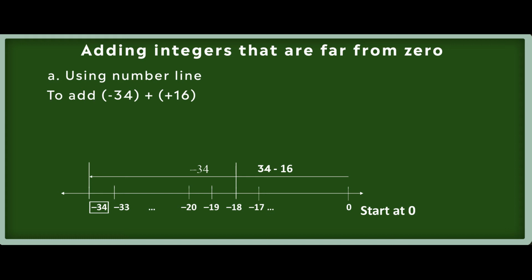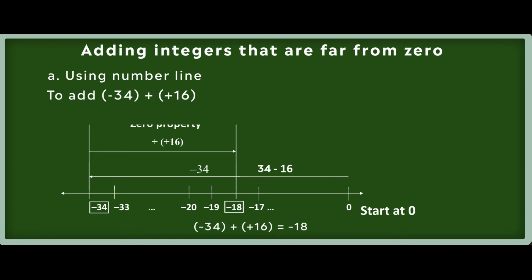As you are adding positive 16, we will move towards the right by taking 16 units and you land on negative 18. That means negative 34 plus positive 16 is equal to negative 18. Now let's see here. When you add positive 16 to negative 16, that is called the zero property. The value becomes 0 here.